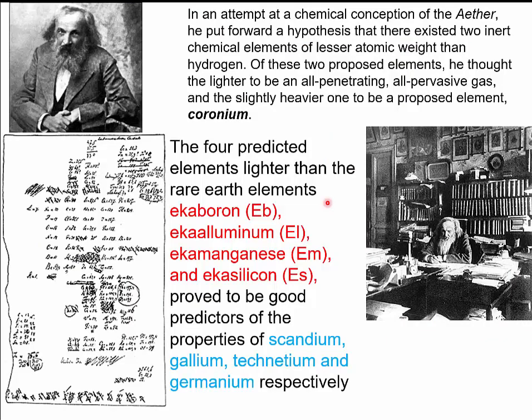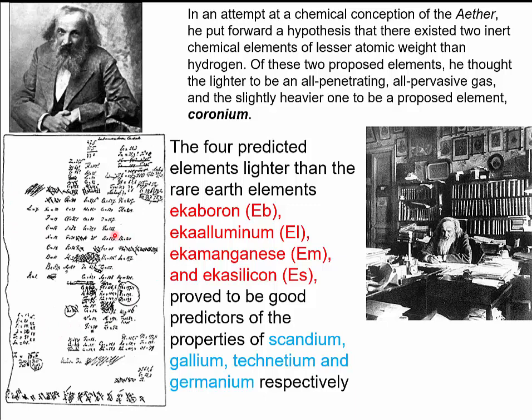In an attempt to have the chemical conception of the ether, he put forward a hypothesis that there existed two inert chemical elements of lesser atomic weight than hydrogen. Of these two proposed elements, he thought the lighter to be an all-penetrating, all-pervasive gas, and the slightly heavier one to be a proposed element, coronium. So this is actually the sketch of his initial periodic table.